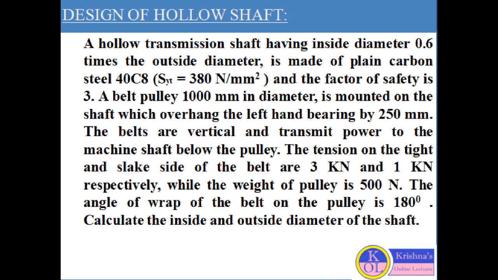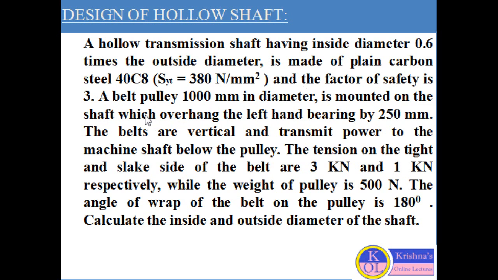I am going to explain a numerical, or a small problem, related to design of hollow shaft, so you can easily understand the concept. Here is the question. A hollow transmission shaft having inside diameter 0.6 times the outside diameter is made of plain carbon steel, and the SYT for this is 380 Newton per mm square, and the factor of safety is 3.